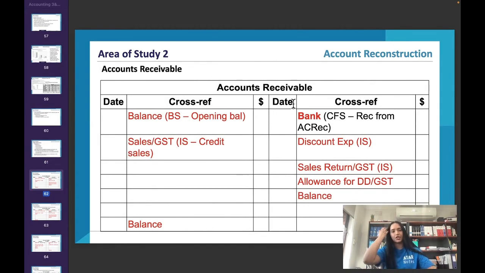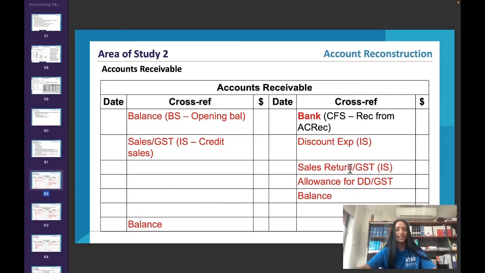So this is the ledger template for the accounts receivable account. You can see we have the opening balance, which is always a debit opening balance because accounts receivable is an asset. We have sales GST on the debit side, which is basically where we have a credit sale occurring. And then on the credit side, we have a receipt from accounts receivable, which the cross-reference is just bank, discount expense, sales return if a customer purchases on credit.